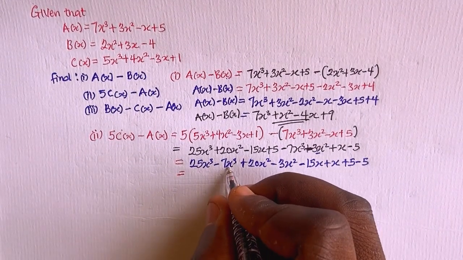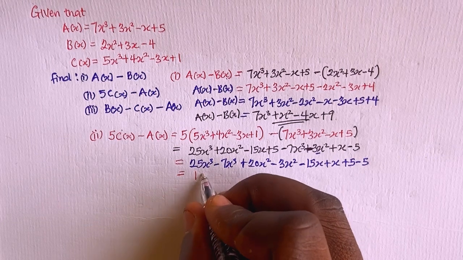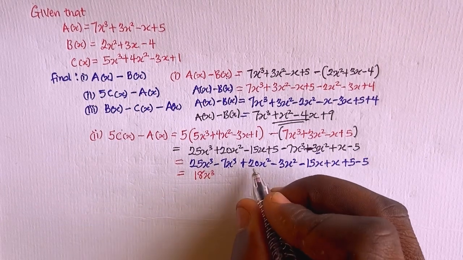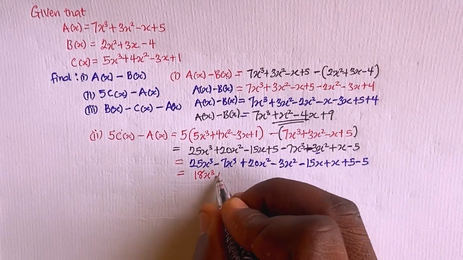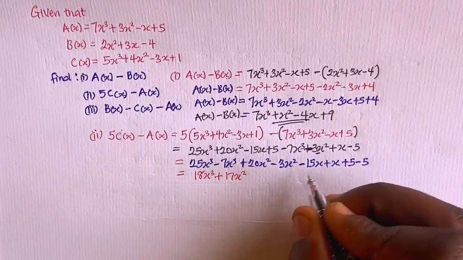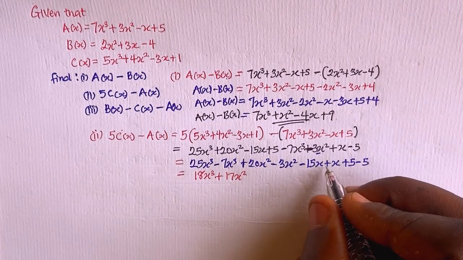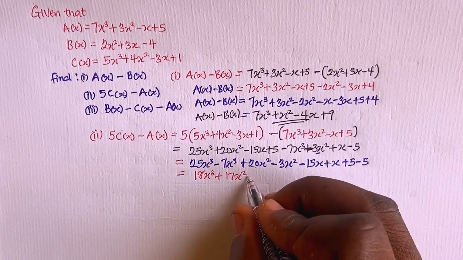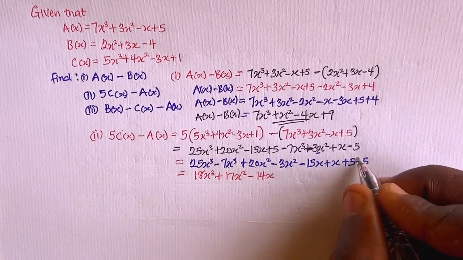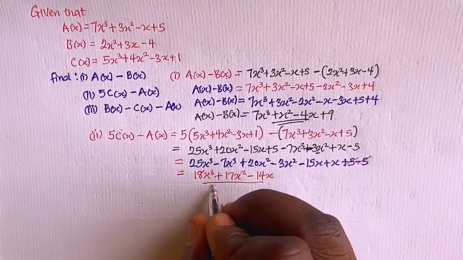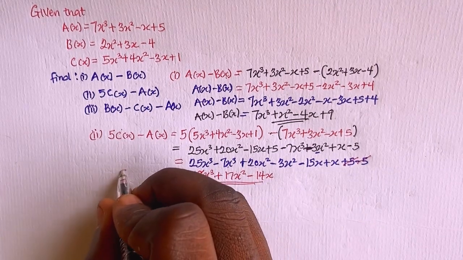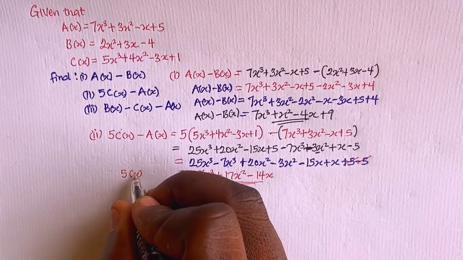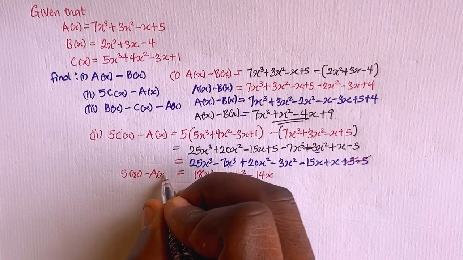This minus this should give us 18x raised to the power of 3, right? Then this minus this should give us plus 17x squared, right? Then minus 15x plus x, that should give us minus 14x, right? Then this and this will follow. So this is the expression for 5 into bracket c of x, minus a of x, right?